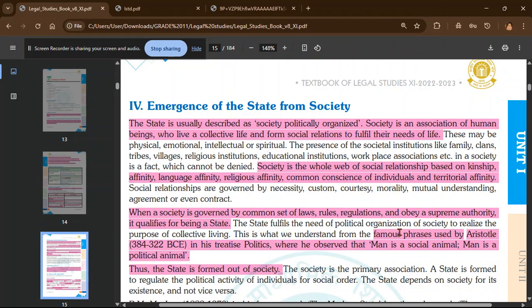Then we see there were a few famous phrases used by Aristotle. Aristotle was a political thinker. You will see names like J.W. Garner, Aristotle, MacLennan, Edward Jenks, James Bryce. These are all political thinkers. Thomas Hobbes, then Jean-Jacques Rousseau, John Locke. These are philosophers and political thinkers who have given their different theories, definitions and ideologies. You'll see this throughout all the chapters of legal studies that you'll be studying this year.